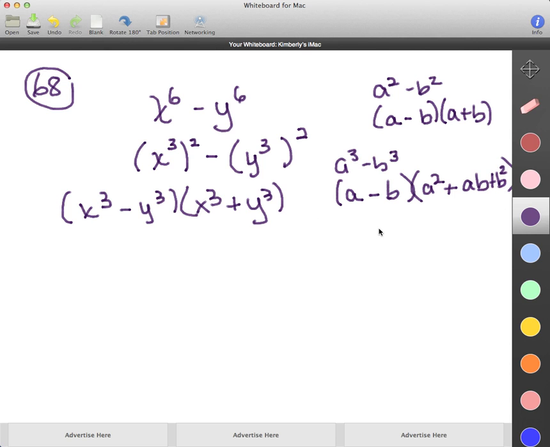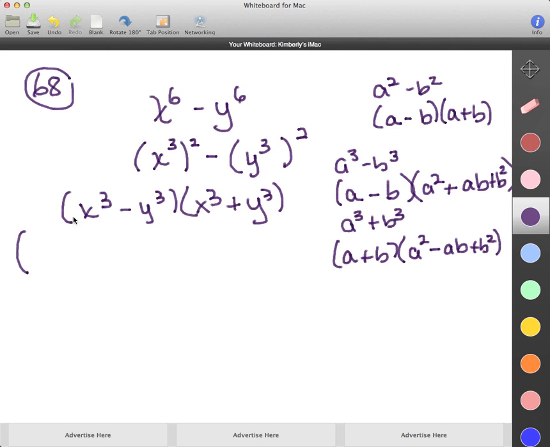So that's the pattern. If we're factoring a cubed plus b cubed, the pattern is exactly the same, except the sign matches in the first binomial, and the sign changes in the middle term for the trinomial.